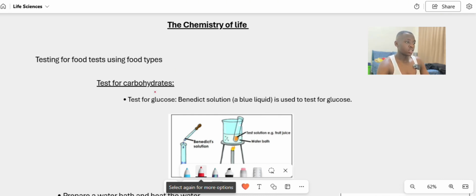The carbohydrates, if you remember, are the ones that contain monosaccharides, polysaccharides, and also what we call disaccharides. First and foremost, when testing for carbohydrates, there's going to be a usage of Benedict's solution. Benedict's solution is a test for glucose, my mistake. So each and every time a blue liquid is indicated, it is used to test for glucose.